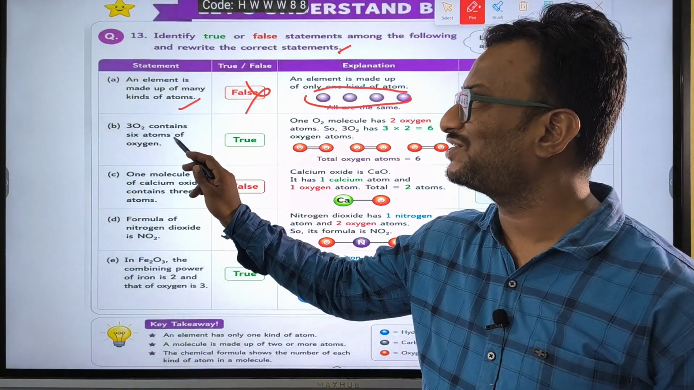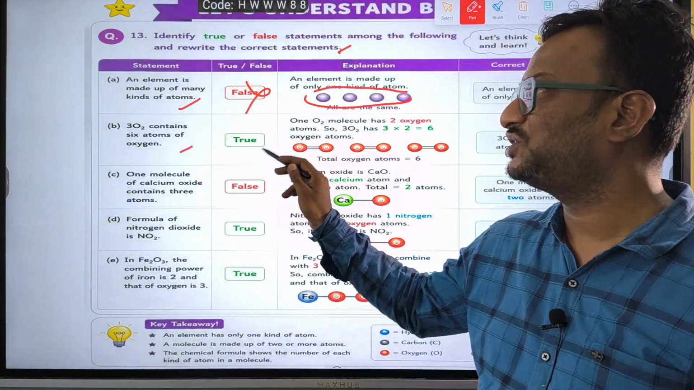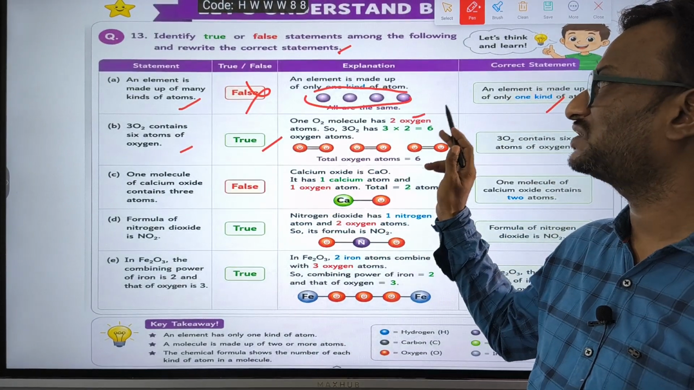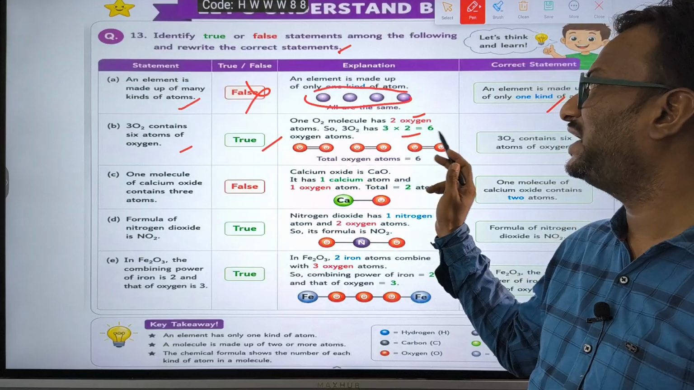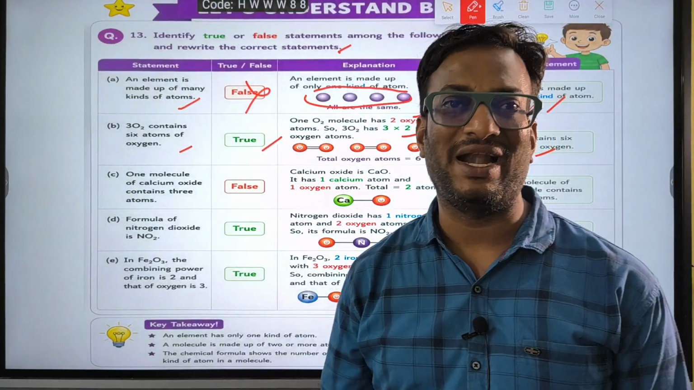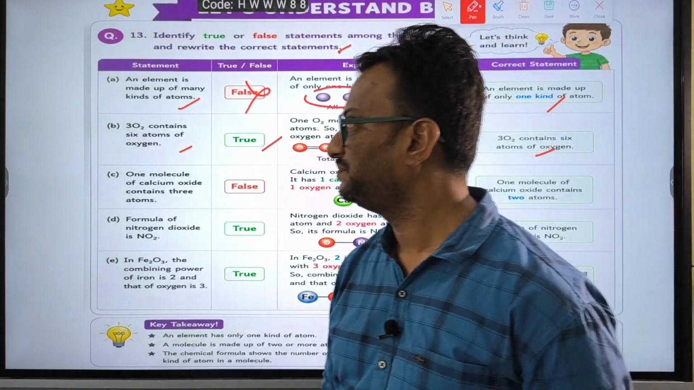3O2 contains 6 oxygen atoms. Yes, it is true. 3 twos are 6. One O2 molecule has 2 oxygen atoms. So 3O2, 3 into 2 is 6. 3O2 contains 6 atoms of oxygen.